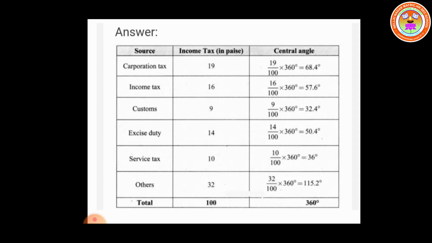For excise duty, the central angle is 14 by 100 into 360 degree, which is equal to 50.4 degree. For service tax, the central angle is 10 by 100 into 360 degree, which is equal to 36 degree. For others, the central angle is 32 by 100 into 360 degree, which is equal to 115.2 degree. When we add all the central angles, we will get the total equal to 360 degree, which is nothing but the central angle of a circle.